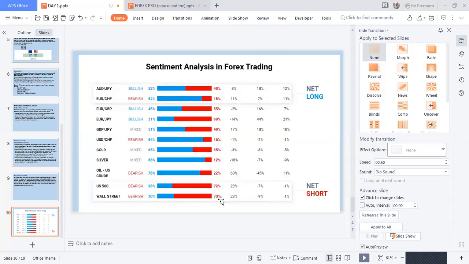Like I said, sentimental analysis is when you use people's decisions to trade. I don't really advise that you use people's decisions to trade in the forex market. Make your own analysis. And what kind of analysis are you probably going to be making? You are going to be going with your forex fundamental analysis and your technical analysis.